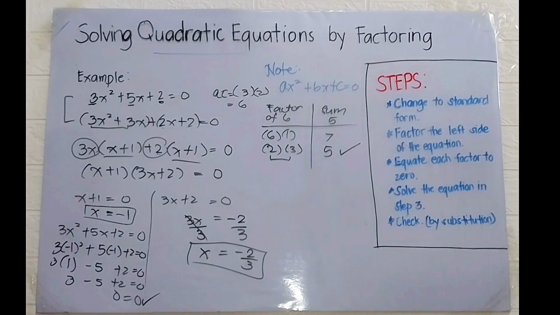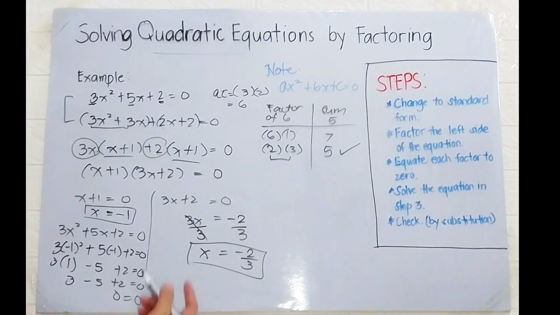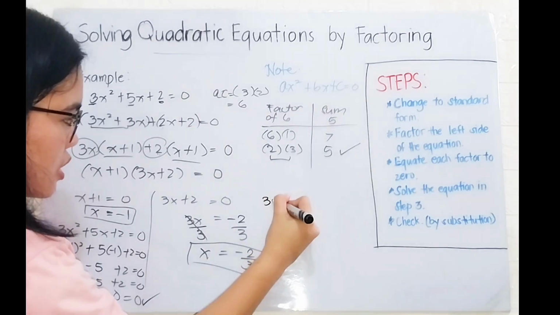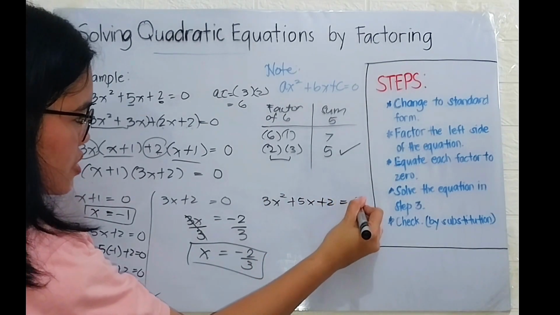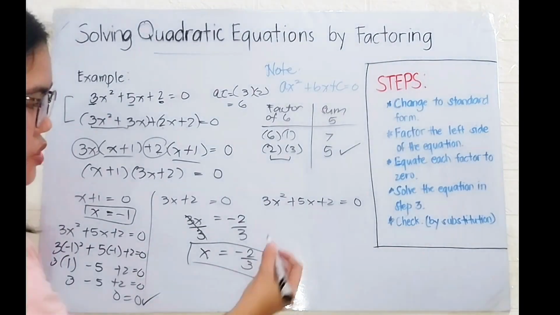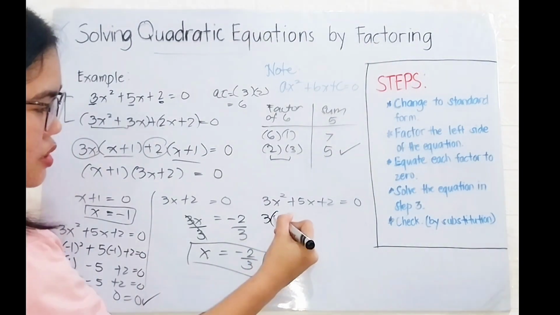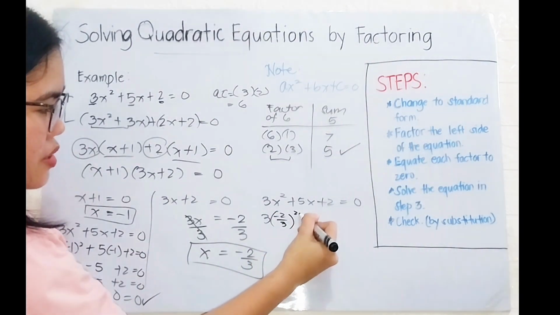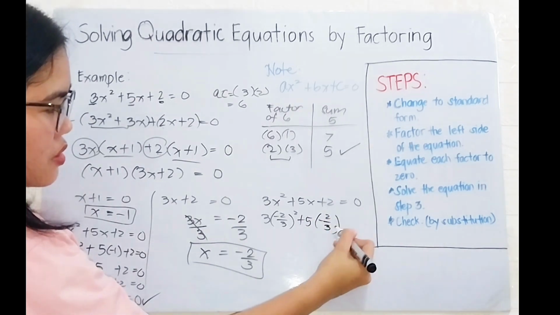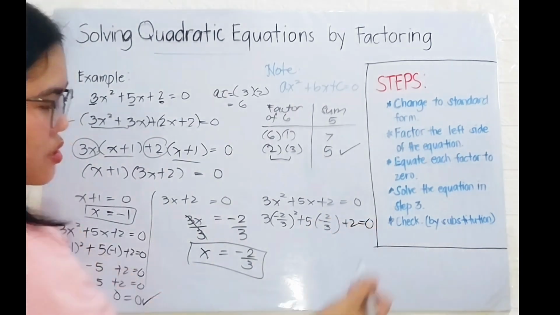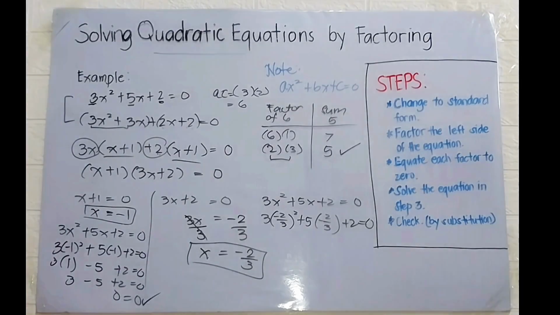So let's solve this one. Dito mas nahihirapan yung mga estudyante, when the value of x is a fraction. Dito tayo mag-checking ha. Copy the original given. 3x squared plus 5x plus 2 is equals to 0. Substitute the negative 2/3. 3 times negative 2/3 squared plus 5 times negative 2/3 plus 2 is equals to 0. Again, exponent first.